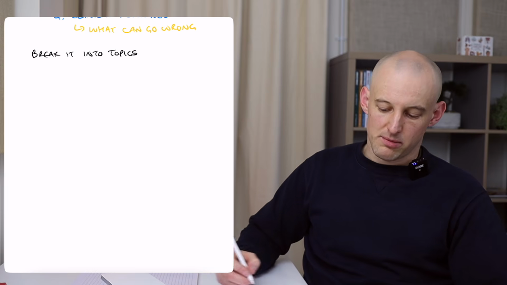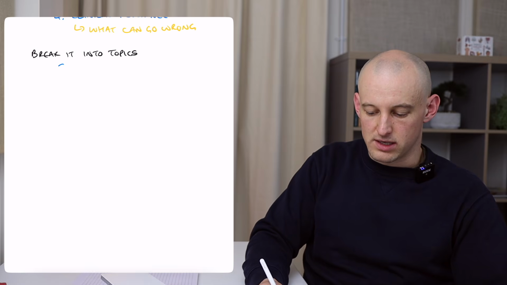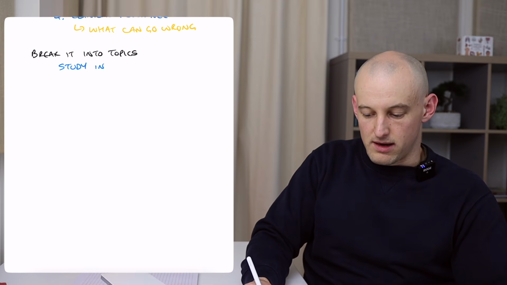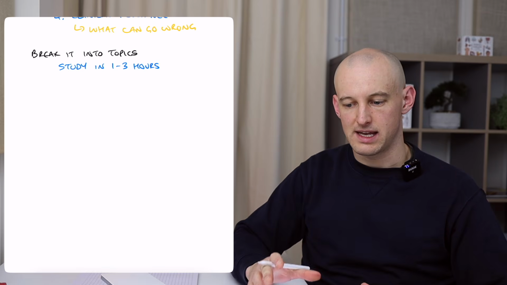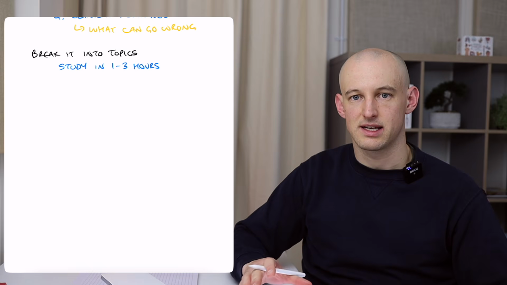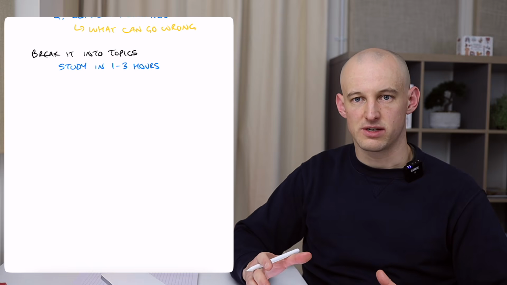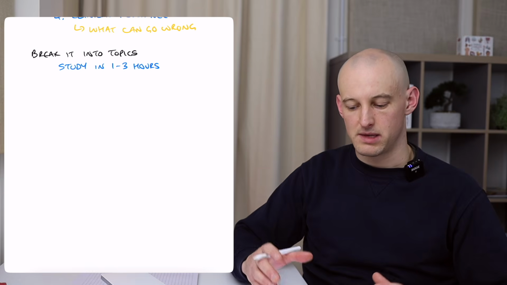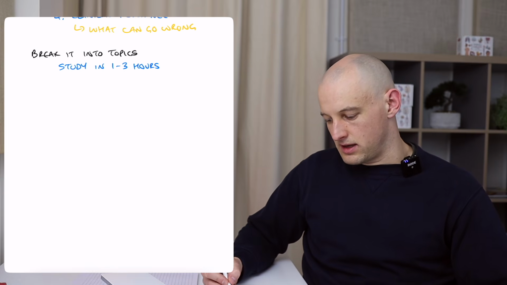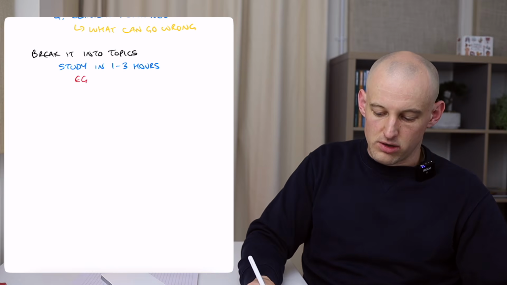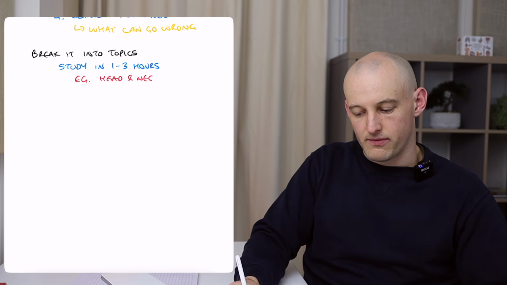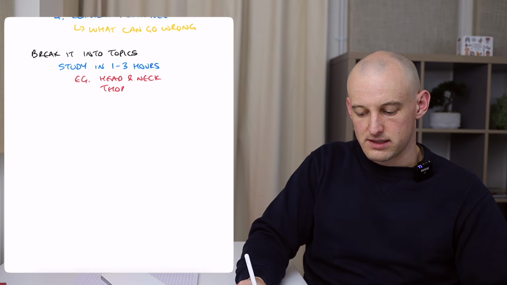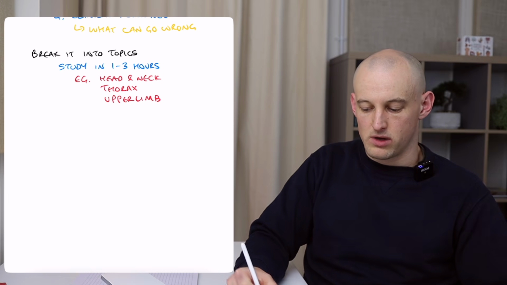So you want to break it into topics, and each topic is something that you can study in, say, 1 to 3 hours. So a single study session where you sit down, you really get into it, and you study that topic, that section of the body, or that system in 1 to 3 hours. For example, you could break it down into anatomy of the head and neck, anatomy of the thorax, anatomy of the upper limb, etc.